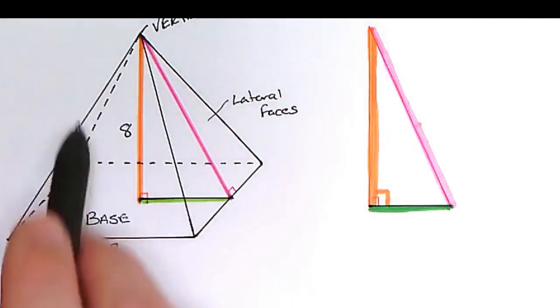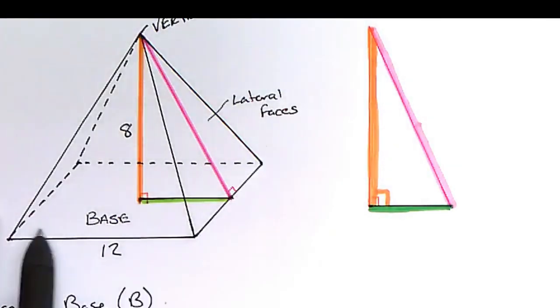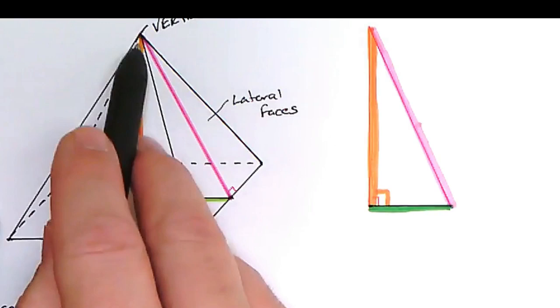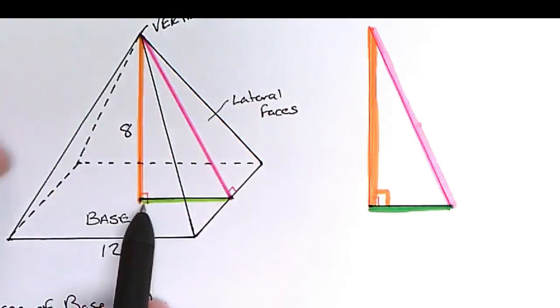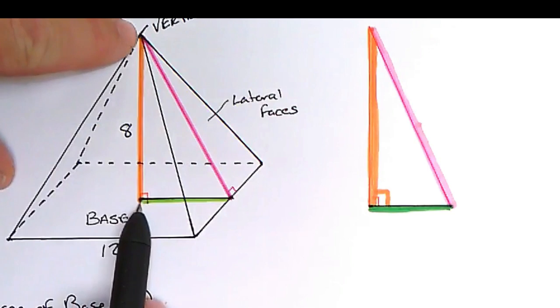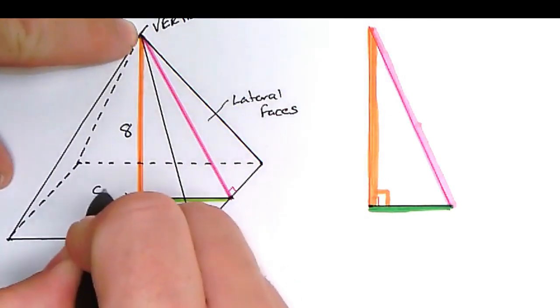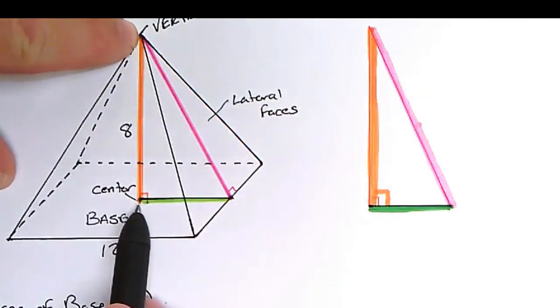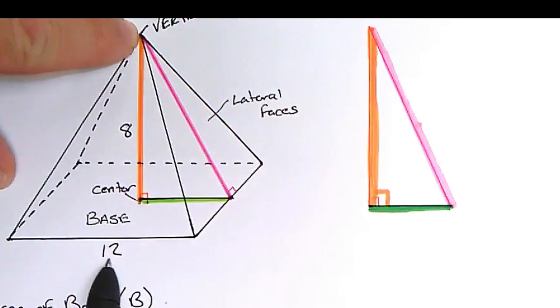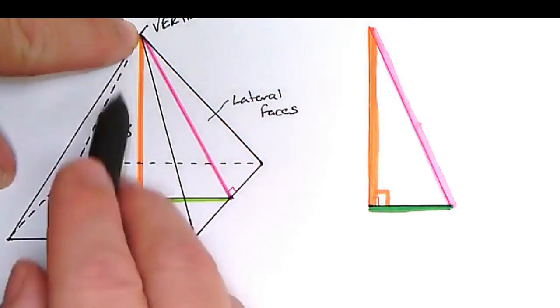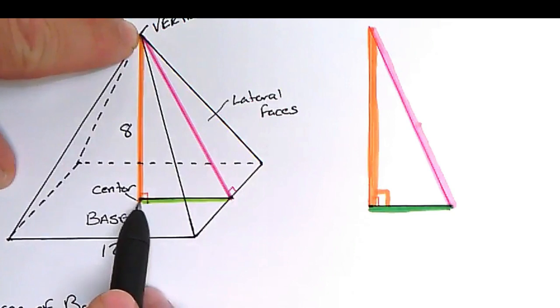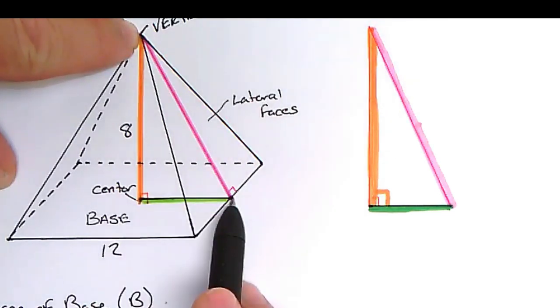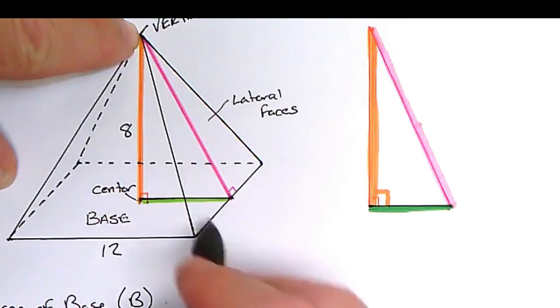Now, in addition to the base, we have the height of our pyramid, which is simply the segment that goes from the vertex to the center of our base. So the height of our pyramid, in this case, is 8, and for our base, we're going to say the side is 12. Now, because it comes down to the center, we know from previously from polygons that the segment from the center to the midpoint of a side is the apothem.